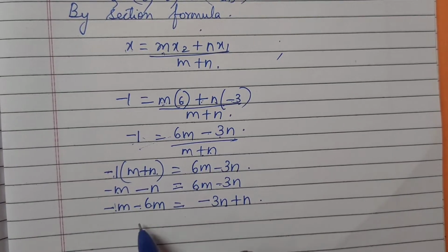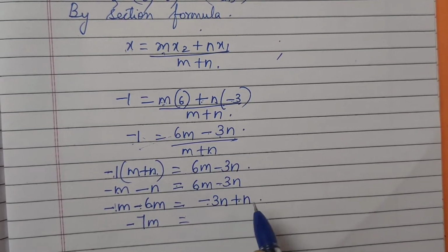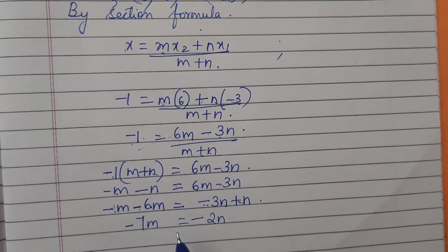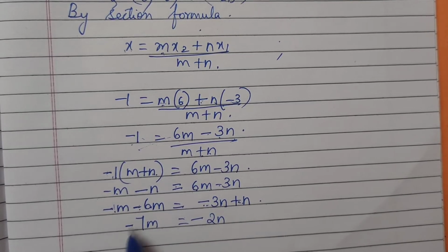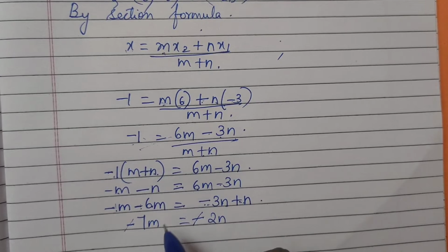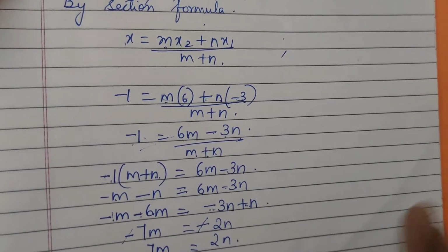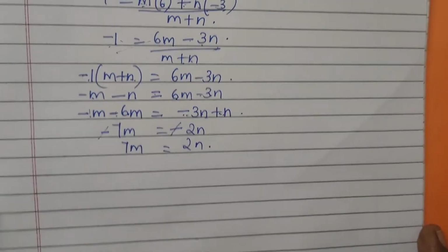Here we have 1 plus 6, 7, and the 6 is the bigger number, so we assign this sign here. Then 3 minus 1 is 2n, and since we have a minus on both sides, minus becomes plus. So we have right now 7m equals 2n. As I said, we want it in ratio form, so we will write it.